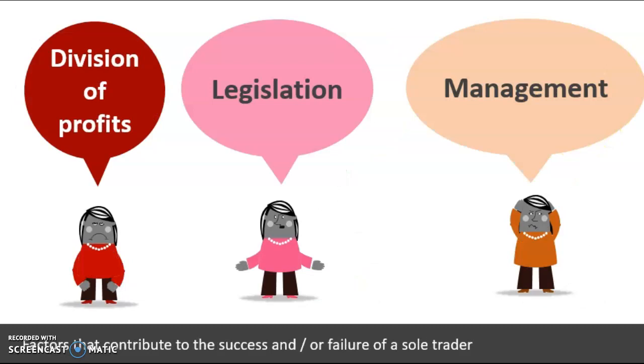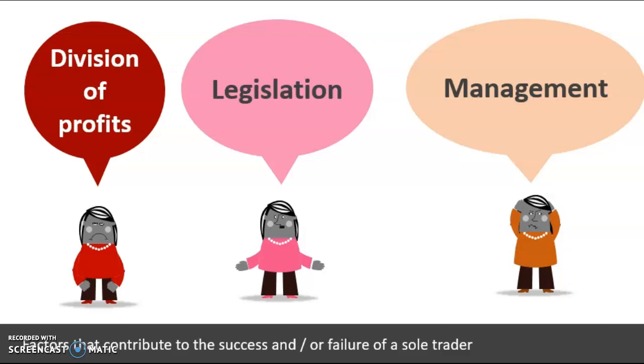Division of profits. That little lady standing there is all upset, and in actual fact, with this form of ownership, he or she should be happy. The owner receives all the profits from the business, which can lead to capital growing in the business. The owner may use the profits to expand the business, so these are all success factors.